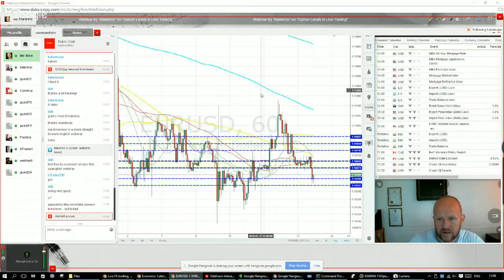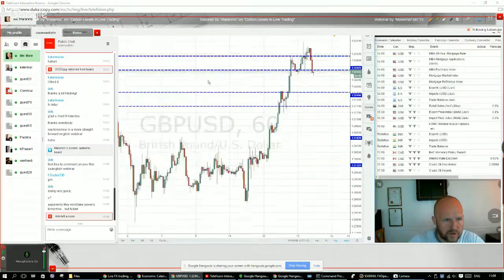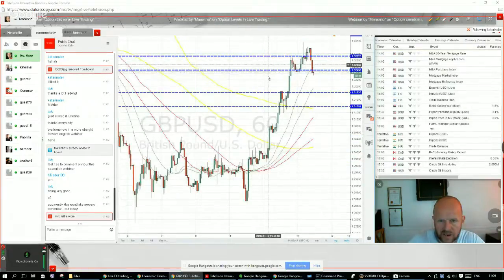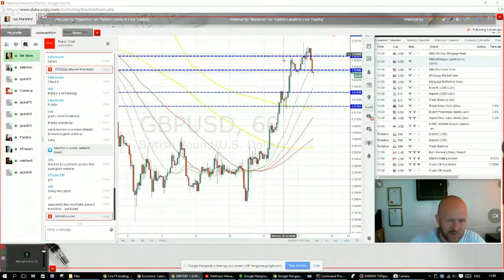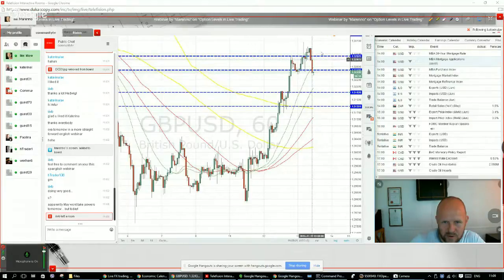Okay, so the next one is Cable, already going down. So I've tried to sell it around 1.329 and my stop loss, well, I'm always using very short stop losses. So it has been triggered here. As we can see, a very possible reversal here. So first of all, I will try to catch this level 1.3295.